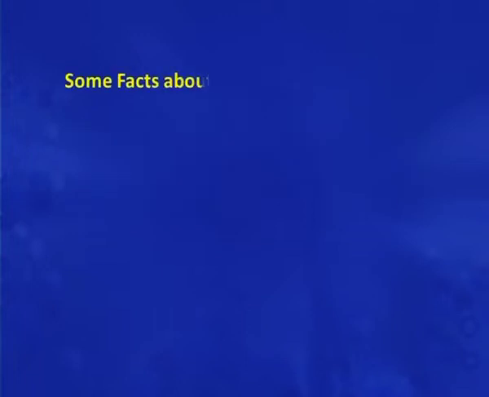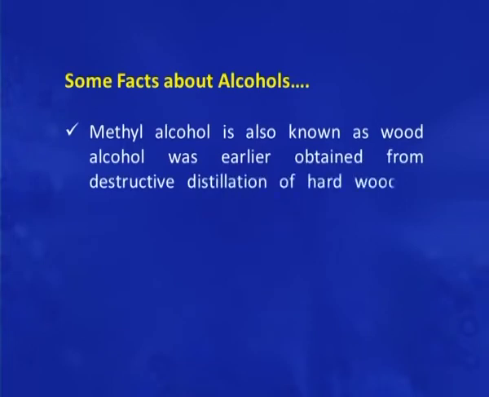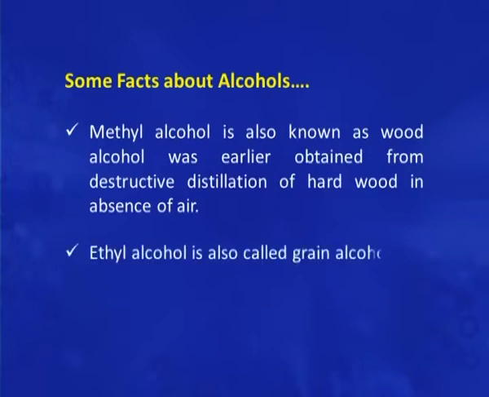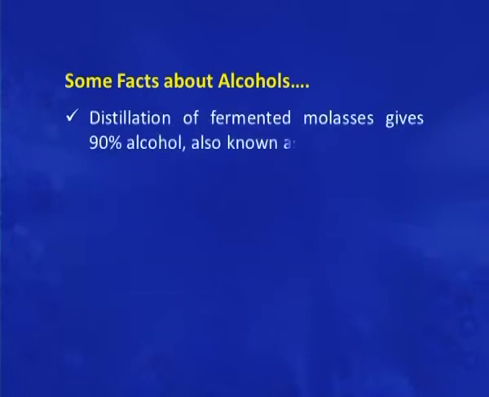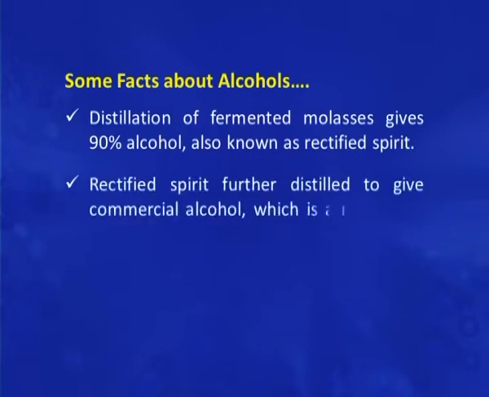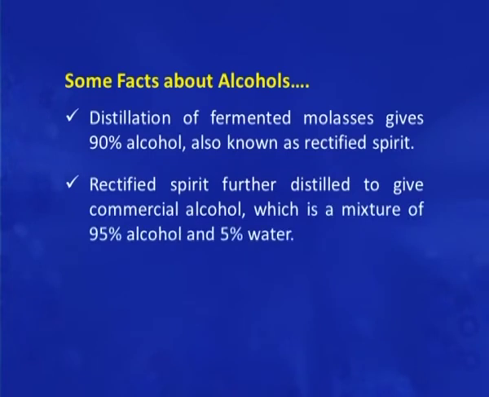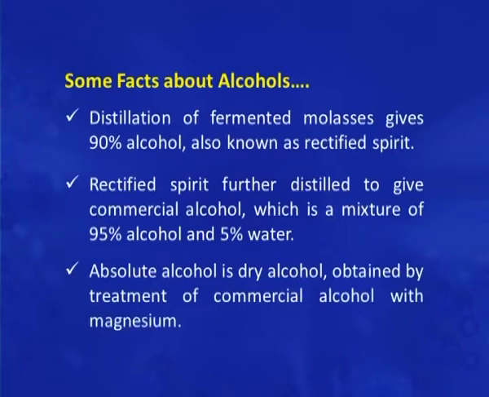We will now tell you some facts about alcohols. Methyl alcohol is also known as wood alcohol and was earlier obtained from destructive distillation of hardwood in absence of air. Ethyl alcohol is also called grain alcohol. Distillation of fermented molasses gives 90% alcohol, also known as rectified spirit. Rectified spirit further distills to give commercial alcohol, which is a mixture of 95% alcohol and 5% water. Absolute alcohol is dry alcohol obtained from the treatment of commercial alcohol with magnesium.